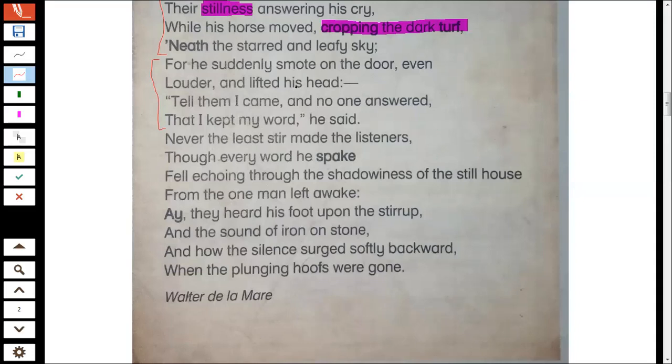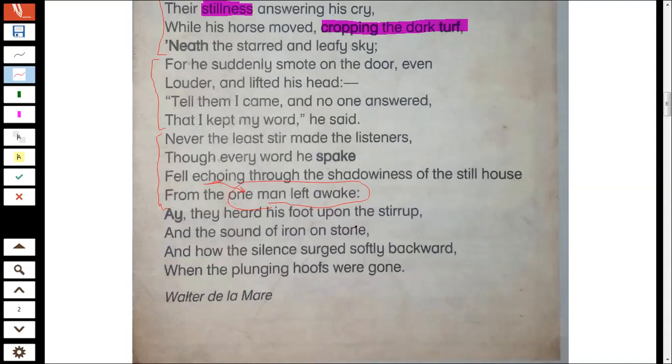Nevertheless, stir made the listeners. Nevertheless, any action the listeners made, though every word he spoke, however much he said and uttered, fell echoing through the shadowiness of the still house, from the one man left awake. So only the one man left awake, the traveler, was the only awakened person in the whole area. The echo that was happening here was because of him. He was the only one making noise and speaking, with no one to reply.